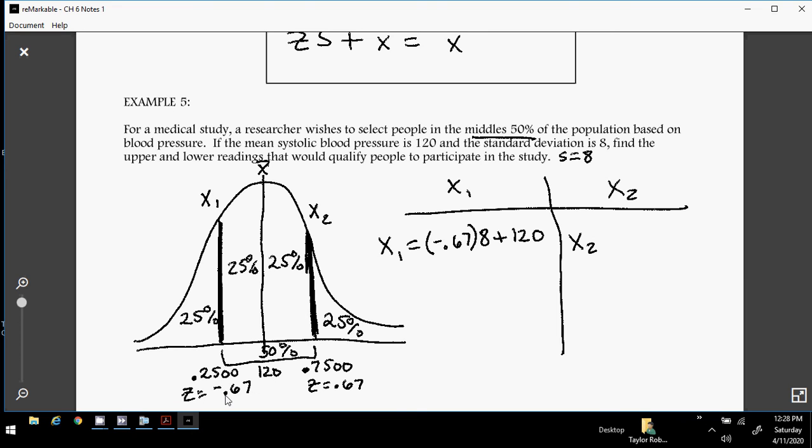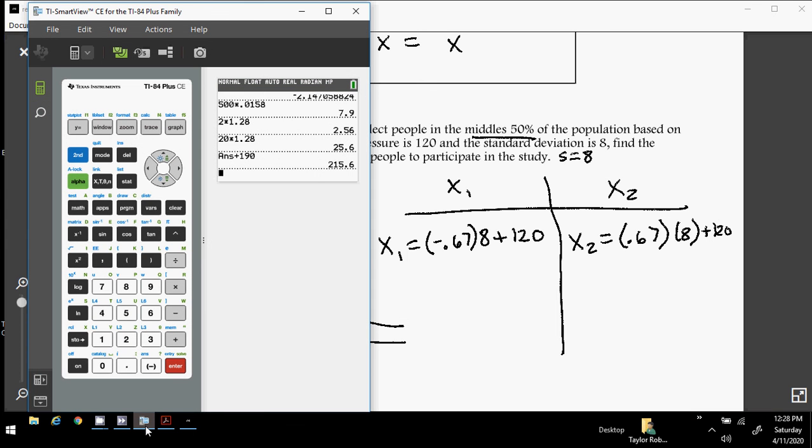For X2, we're going to do 0.67, 8, and 120. Alright, so we're just going to have to plug it into our calculator. So we're going to do negative 0.67 times 8, and then we're going to add 120. So X1 would be 114.64. I'm going to do the same thing for X2, 0.67 times 8.